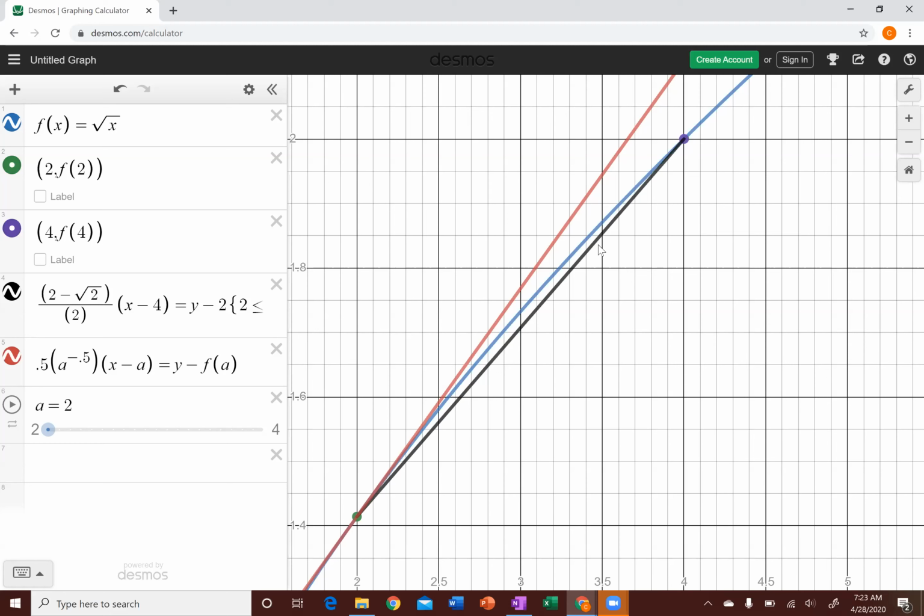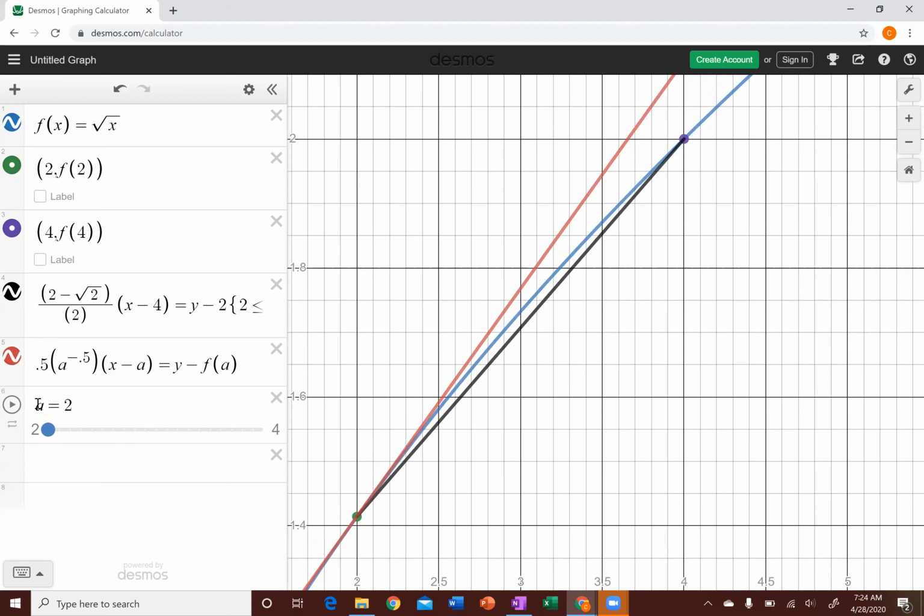Now, at this moment, you could see the tangent line and the secant line do not have the same slope, but as I adjust the point location, you can see that the tangent line slope is changing as x changes, and from some point between 2 and 4, there definitely seems to be a point where the tangent line is parallel to the secant line, and that would be the value that satisfies the mean value theorem.